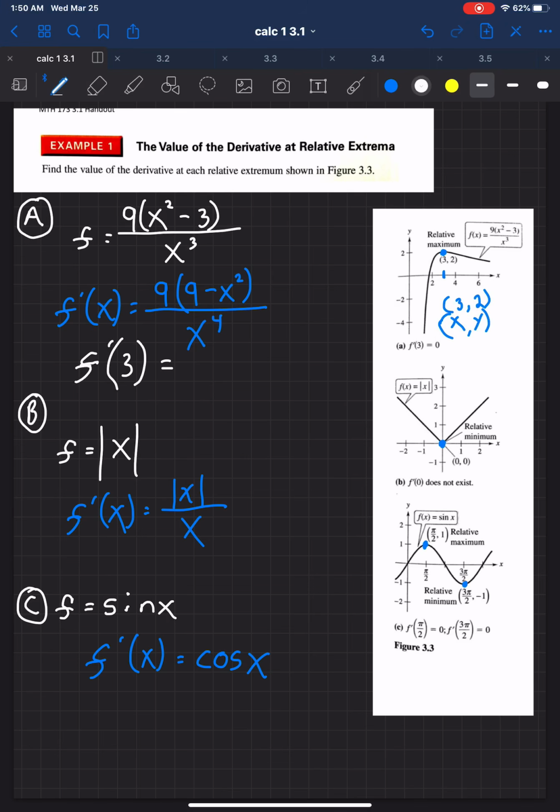Okay, so a derivative is useful but it is not a slope. A derivative is a function. It will give you a slope, but you have to give it something. You have to give it, in this case, an x value. So if I plug 3 into my derivative, I end up with 9 times (9 minus 9), or 9 times 0, over 3 to the power 4, but that leaves me with 0.